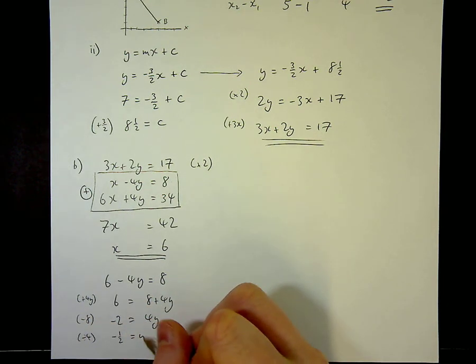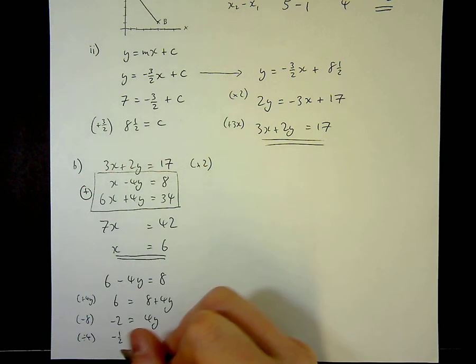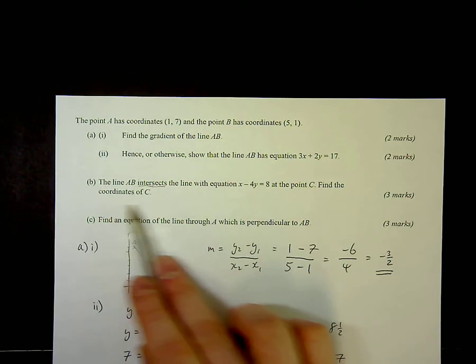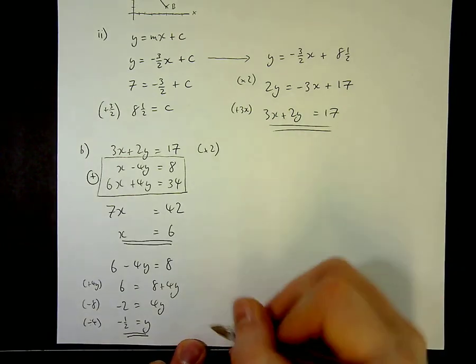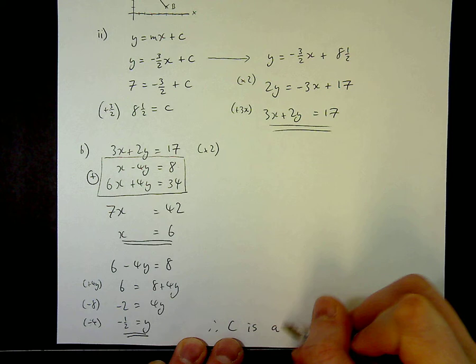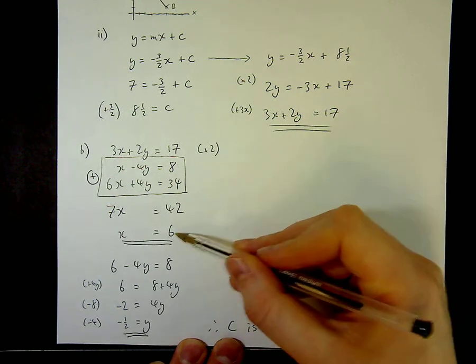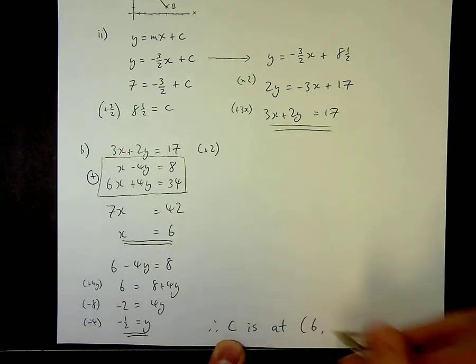The question actually asked me to find the coordinates of C, so I should put my answer in the form of a coordinate. So therefore C is at the coordinate where x was 6, y was negative a half. So that's the coordinates I need to use.